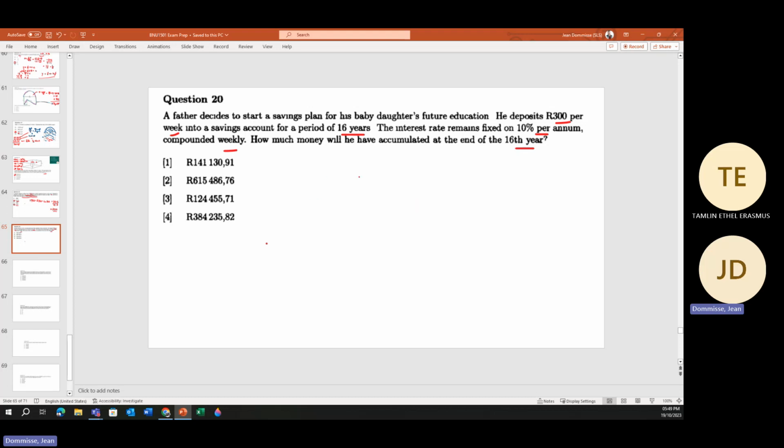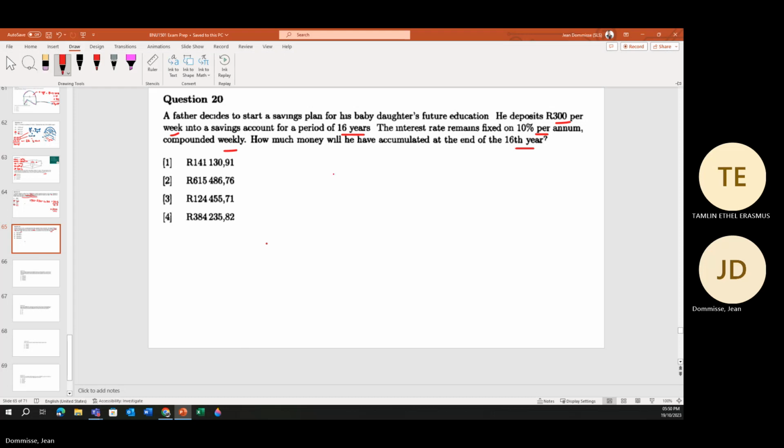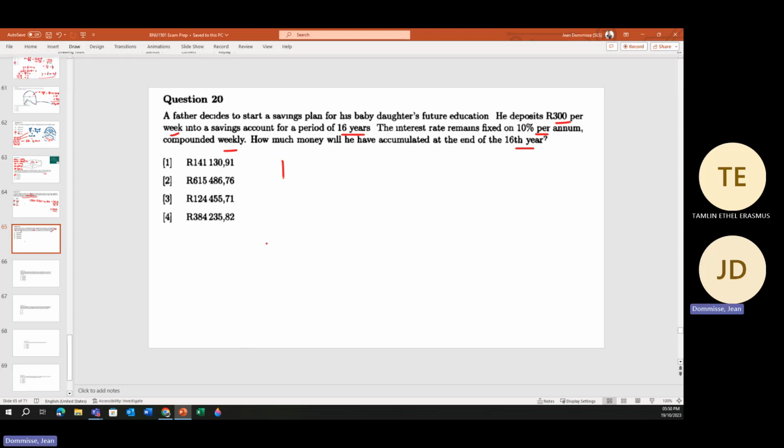Okay, so let's see, we need to get to a future value. That is what we're looking for. We've got the PMT that will be deposited. That is the 300 rand.